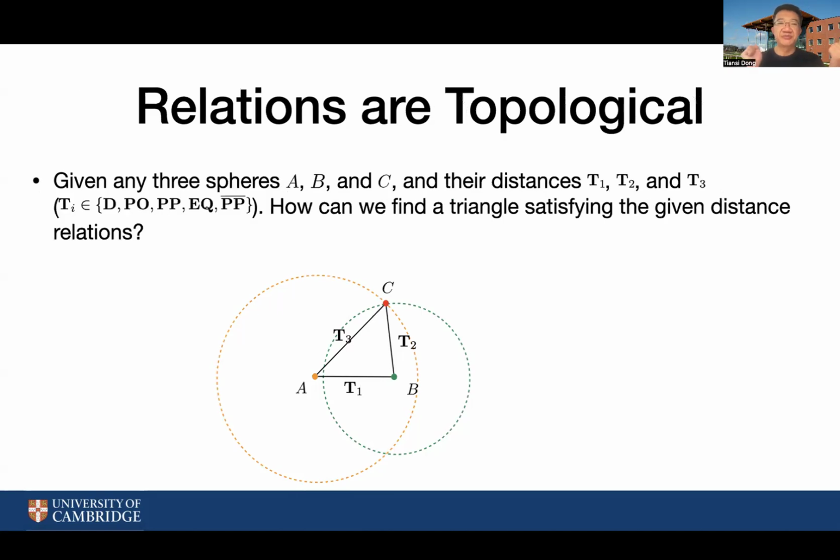And now we do not have numbers, we have qualitative relations. That'd be DC, PO, or proper part, equal, and inverse proper part. So we are also looking for these possible locations. So let's ask a question.